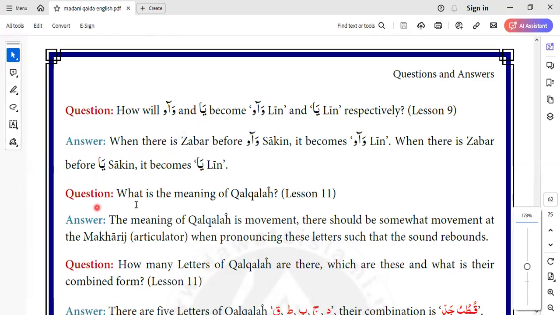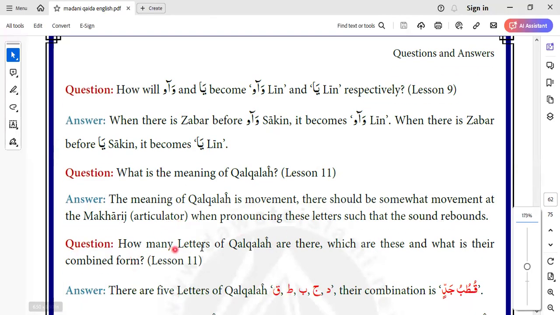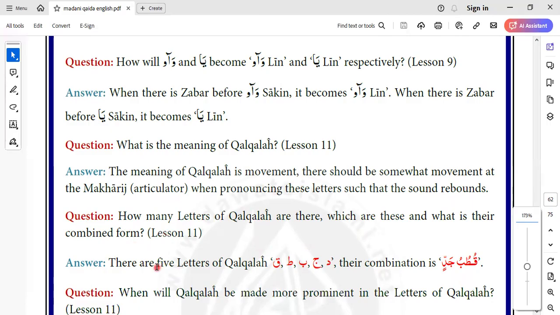Question: what is the meaning of qalqalah? Answer: the meaning of qalqalah is movement. There should be somewhat of a movement of the makhraj articulator when pronouncing these letters such that the sound rebounds. Question: how many letters of qalqalah are there? Which are these and what is their combined form?